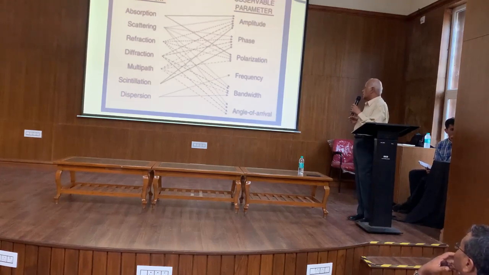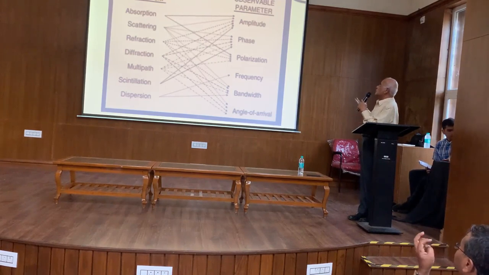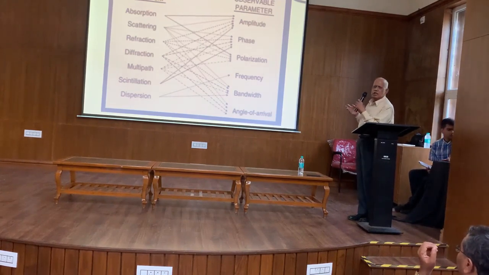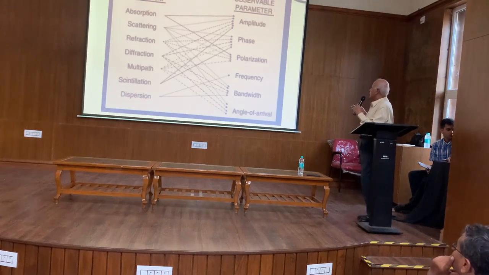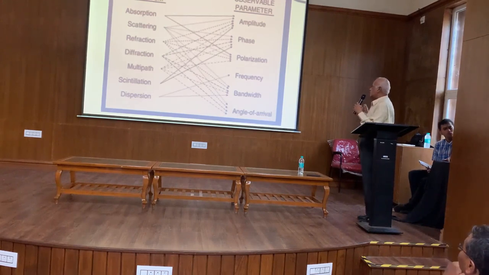Dispersion is another thing which creates a loss of signal. All these things reflect in the loss of signals, like in amplitude, phase, polarization, frequency, etc. Next.